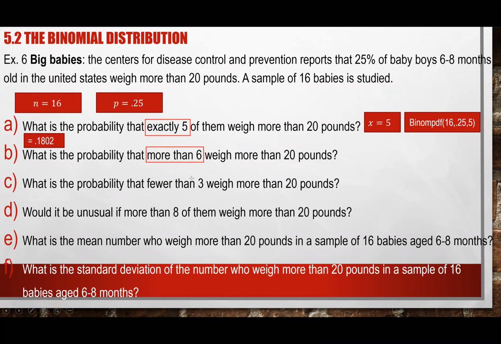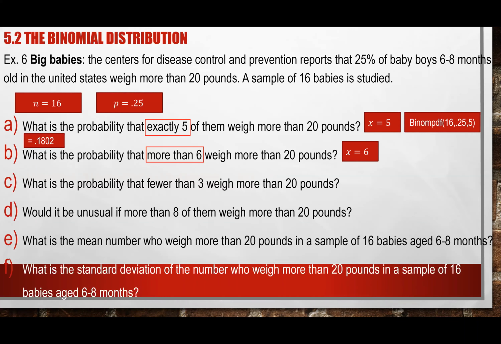And if you remember, more than 6 means the 7, the 8, the 9, the 10, all the way up to the 16, right? That's more than 6. So the endpoint for the more than 6 is whatever number they give me. My calculator can calculate the 0, the 1, the 2, the 3, the 4, the 5, and also 6. Because remember, the 6 is not in that group more than 6, right? So my endpoint is up to 6.